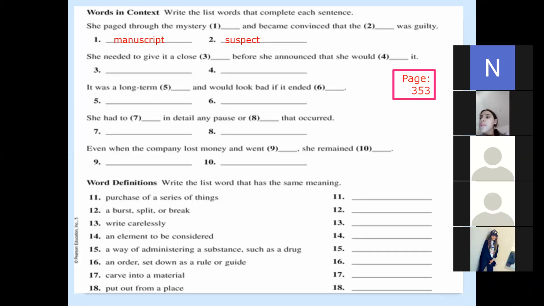Okay. Number 3 and 4. She needed to give it a close what? Inspection. Excellent. So she needed to give it a close inspection before she announced that she would reject it. Very good.